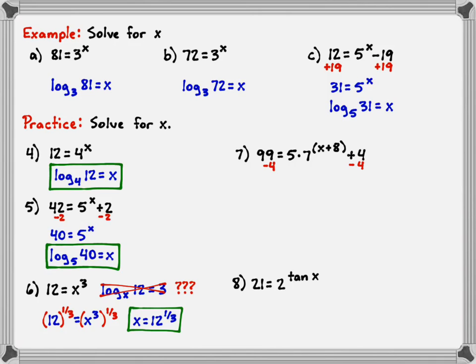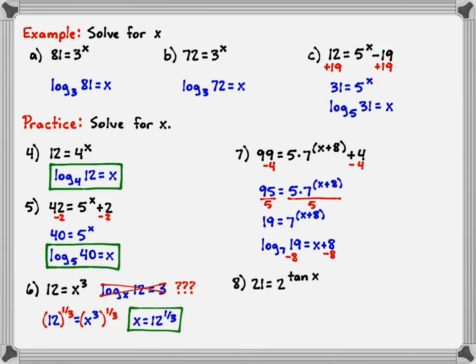So I'm going to subtract 4 on both sides. I get 95. I'm going to divide by 5 on both sides and get 19. Then I can use my logarithm expression because I only have an exponent left. So this will say log base 7 of 19 equals x plus 8. And then from here, to get x by itself, we're going to subtract 8 from both sides.